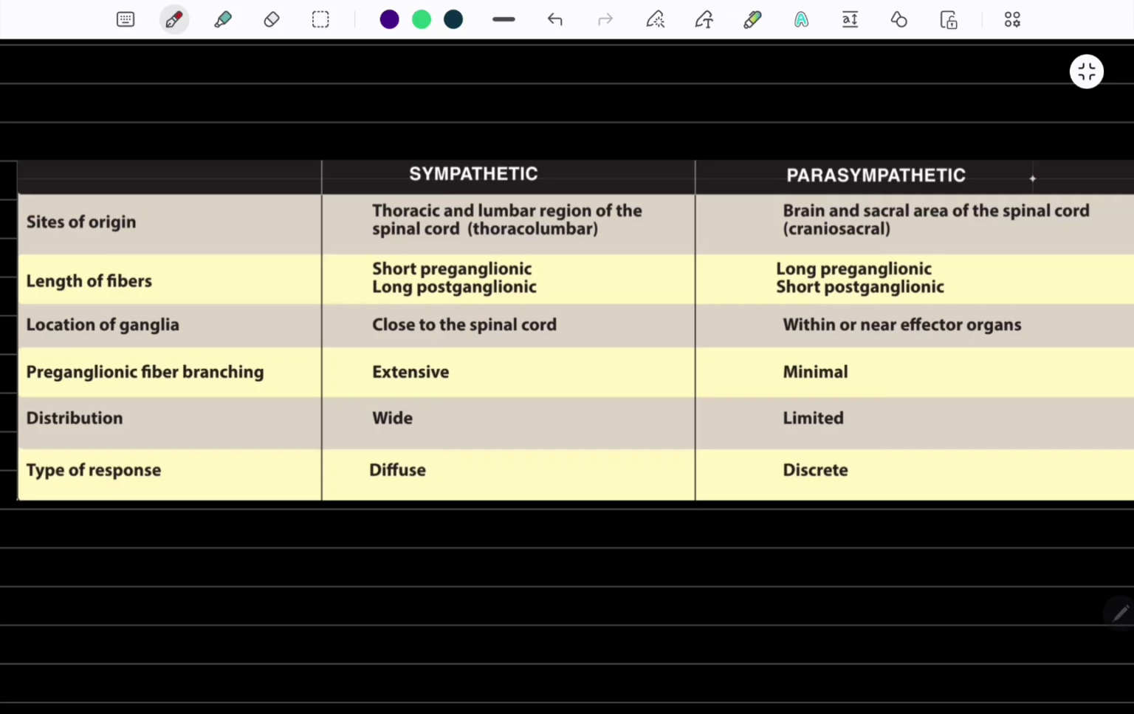Here you can see the summary of the key differences I told you about the sympathetic and parasympathetic nervous systems and the neurons of these systems.